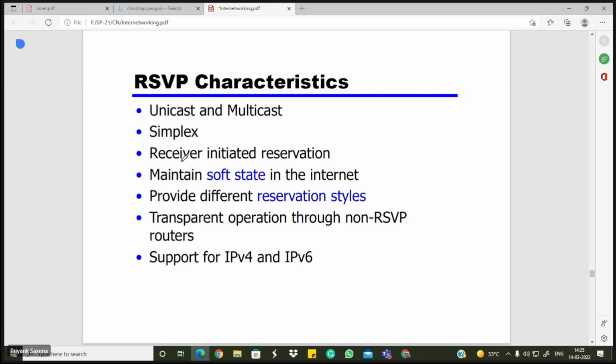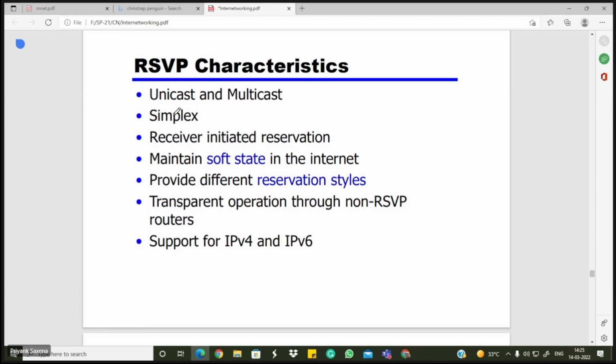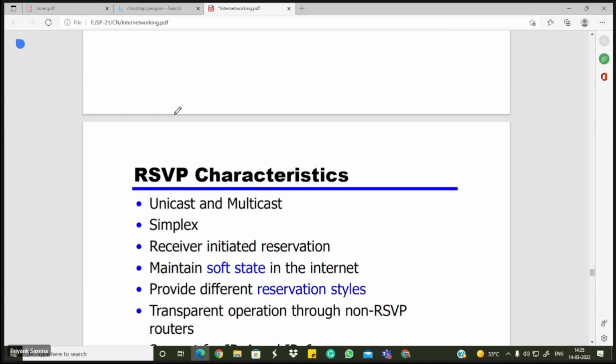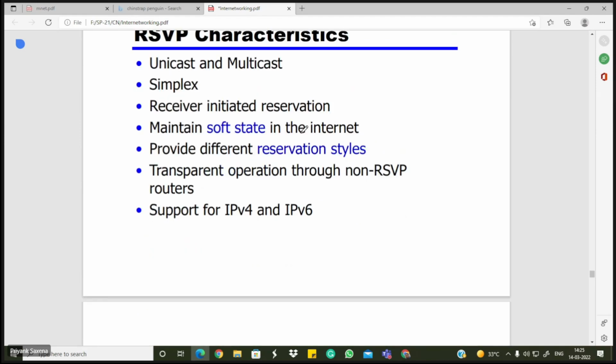And this maintains the information in soft states, and it provides different reservation styles, like the wildcard reservation. Around 12 different reservation styles are available, and it is a transparent operation. There will be some routers that are not using the RSVP protocol, so they will simply provide the normal treatment. Okay, it is used for both IPv4 and IPv6.